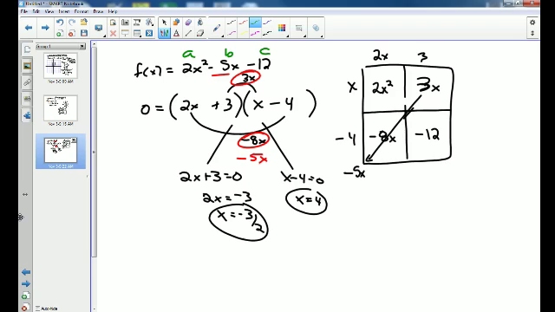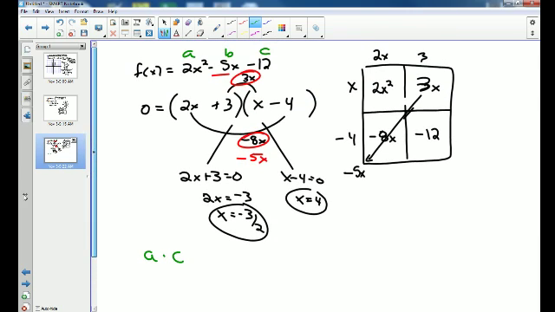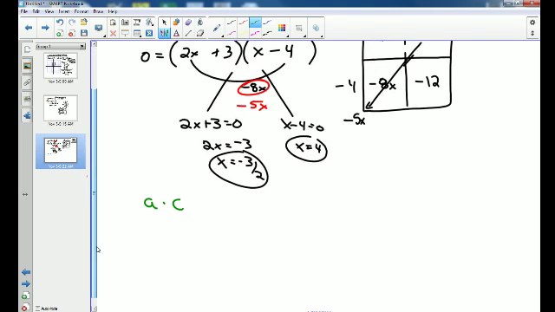Okay. So here's how you can narrow down your options. You remember quadratics, those are A, B, and C? Right? What is A times C? 2 times... 24, right? Negative. Fine. It's not gonna matter, but that's fine.